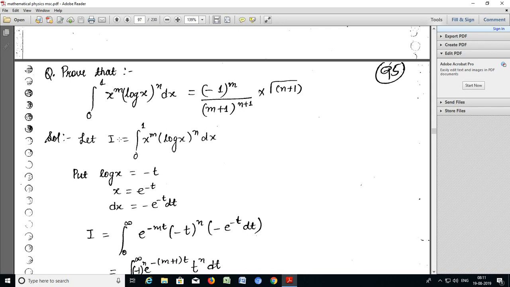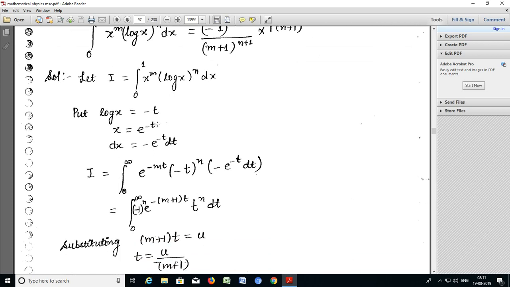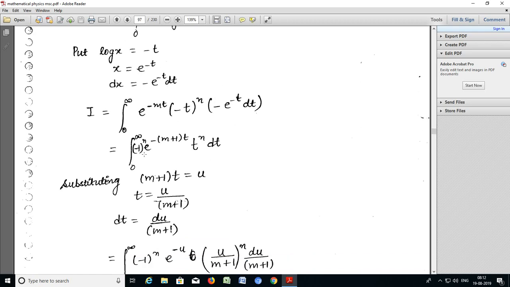Now let us do one numerical. Prove that the integral from 0 to 1 of x to the power m, log of x to the power n dx is equal to minus 1 power n over m plus 1 power n plus 1 into gamma n plus 1. Let I be equal to this integral. So put log of x equal to minus t. So x is equal to e to the power minus t.